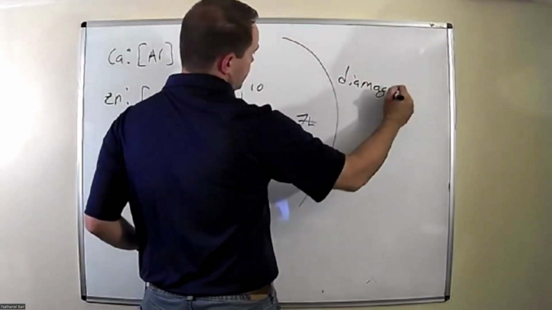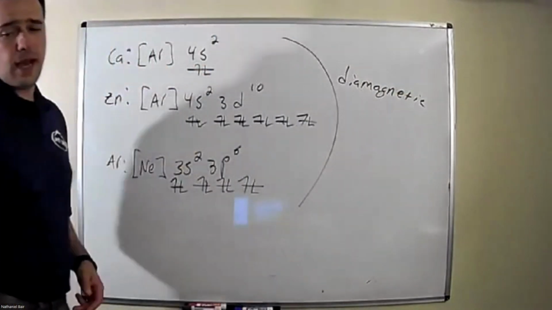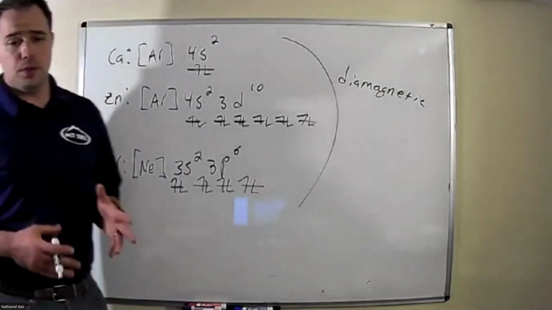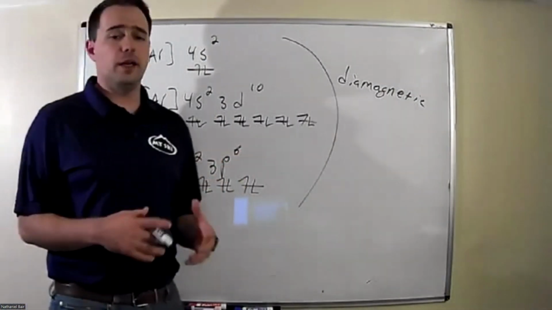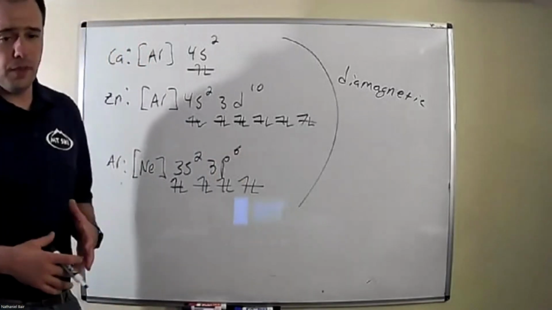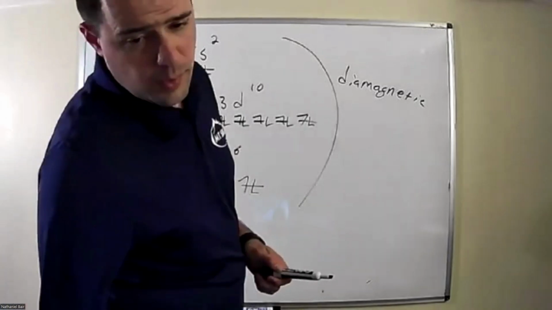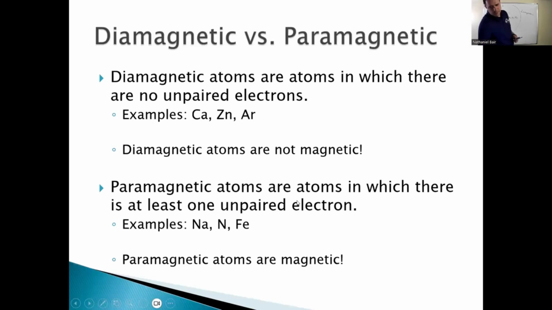Diamagnetic. What does that mean? That means these guys cannot be influenced by a magnetic field. There's nothing you can do to make calcium, zinc, or argon magnetic. They have no magnetic properties. Magnetic properties come from unpaired electrons. What do we call elements with unpaired electrons? We call them paramagnetic. P-A-R-A, magnetic.